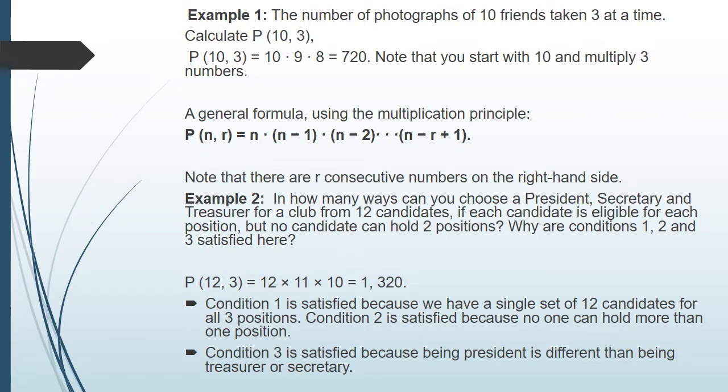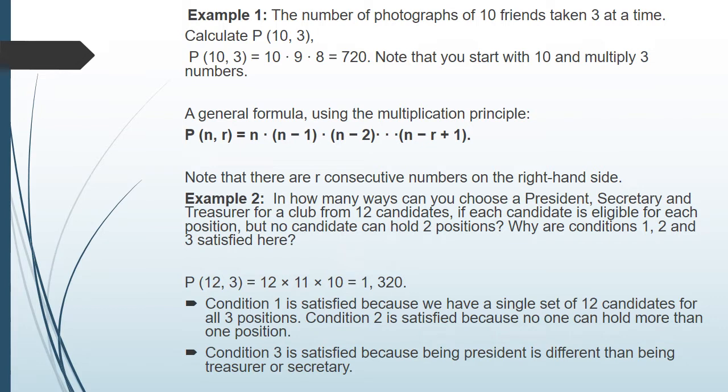Example 2. In how many ways can you choose a president, secretary, and treasurer for a club from 12 candidates, if each candidate is eligible for each position, but no candidate can hold 2 positions? Why are conditions 1, 2, and 3 satisfied here? P(12, 3) is equal to 12 times 11 times 10, which is equal to 1,320.